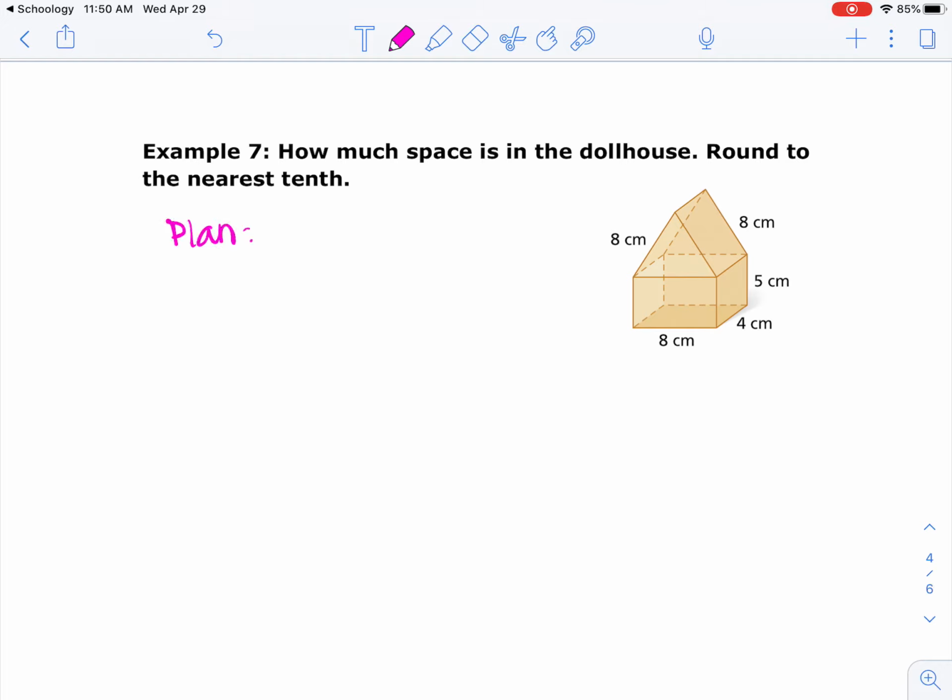Plan. I'm going to say, it says find how much space is in the dollhouse. So this is volume. All right, so I'm going to say what I see. Okay, so the bottom part right there, I don't want to call it a cube, right? Because it's 8 by 4 by 5. It's not 8 by 8 by 8. So that is a rectangular prism.